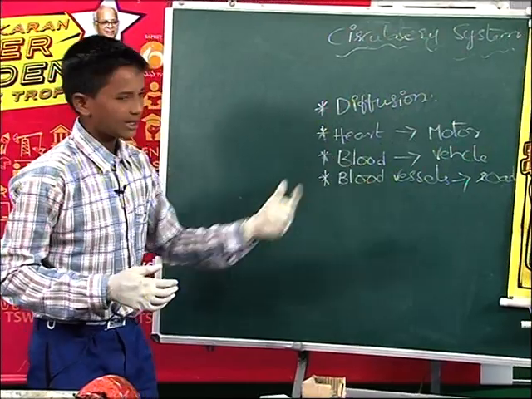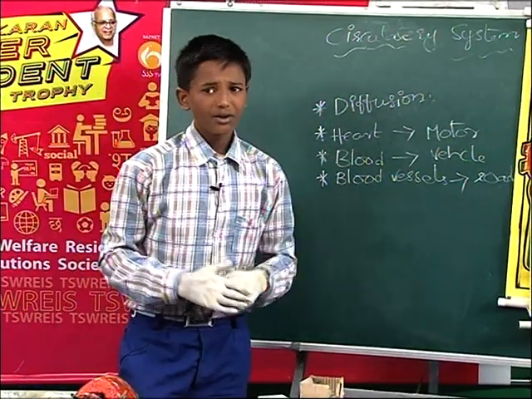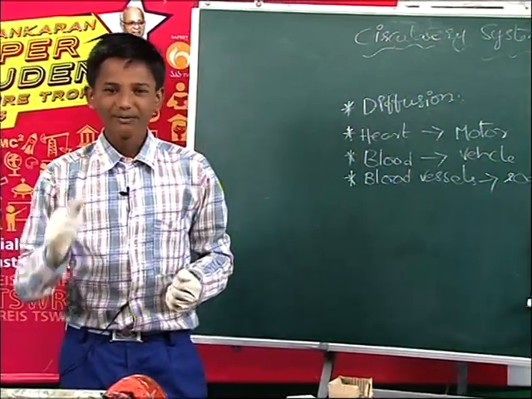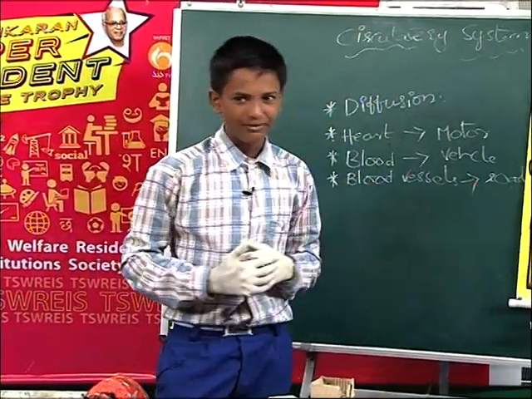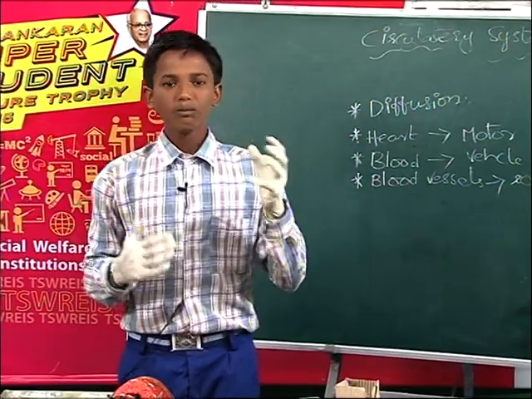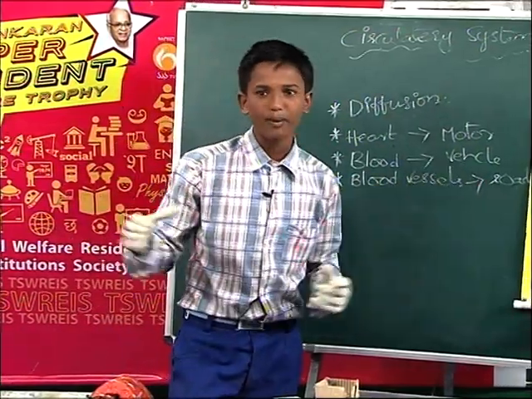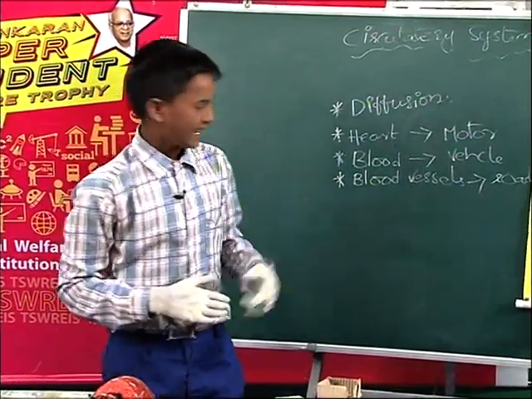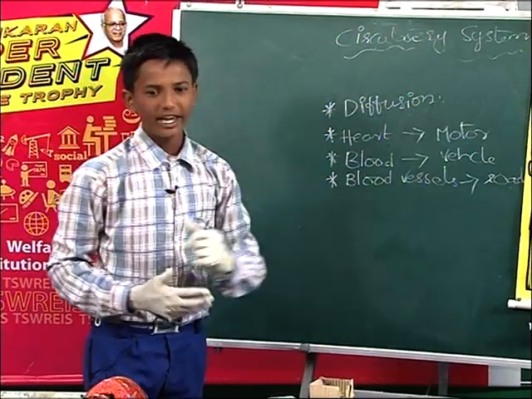And here we call the blood a vehicle. Why do we call it a vehicle? Very good. We call it a vehicle because it always moves through the body, and vehicles also pass through the roads. Hence we compare the blood with the vehicles.